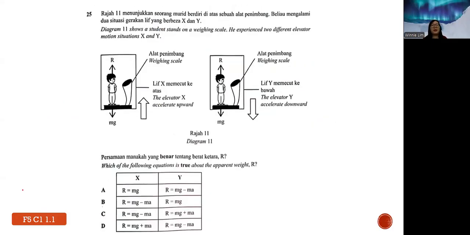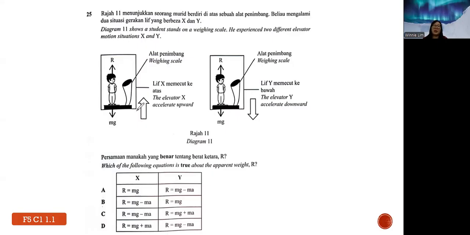25. Diagram 11 shows a student standing on a weighing scale. He experiences two different elevator motion situations, X and Y. Which of the following equations is correct about the apparent weight? So this apparent weight is also the reading of the scale, or the normal reaction force itself. Generally I will tell students if you can memorize the equation, then it's good. Or actually teacher will show you how to form the equation in a lift system.